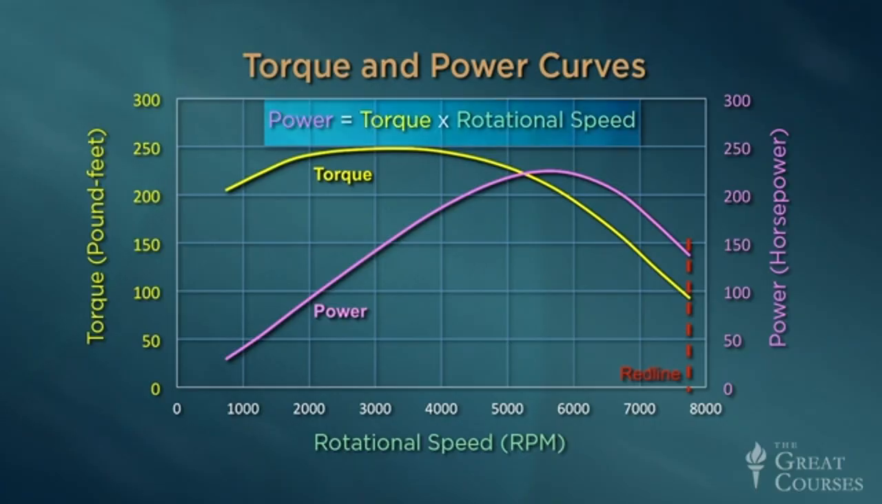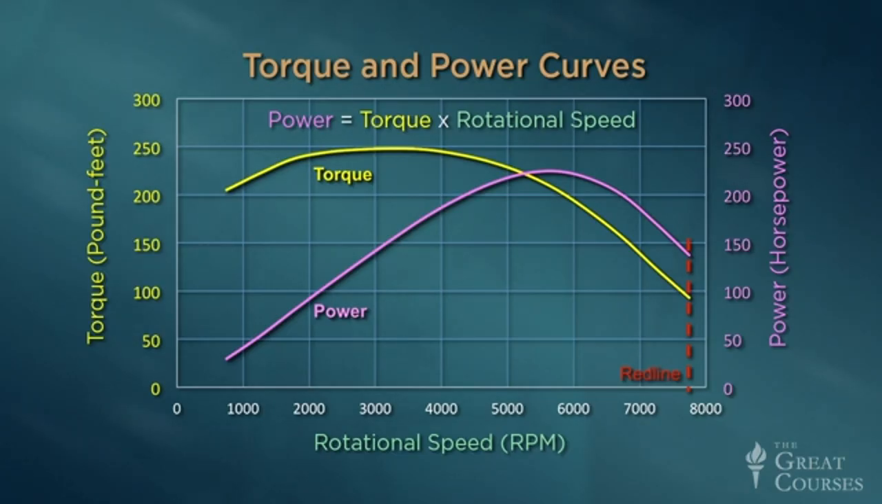Now, power equals torque times rotational speed. So the change in the torque curve from ideal to real world causes a similar change in the power curve. Note that power still increases with rotational speed, but only to a point, after which it drops off very sharply. Beyond this point is the red line. That's the speed beyond which the engine is quite likely to self-destruct.